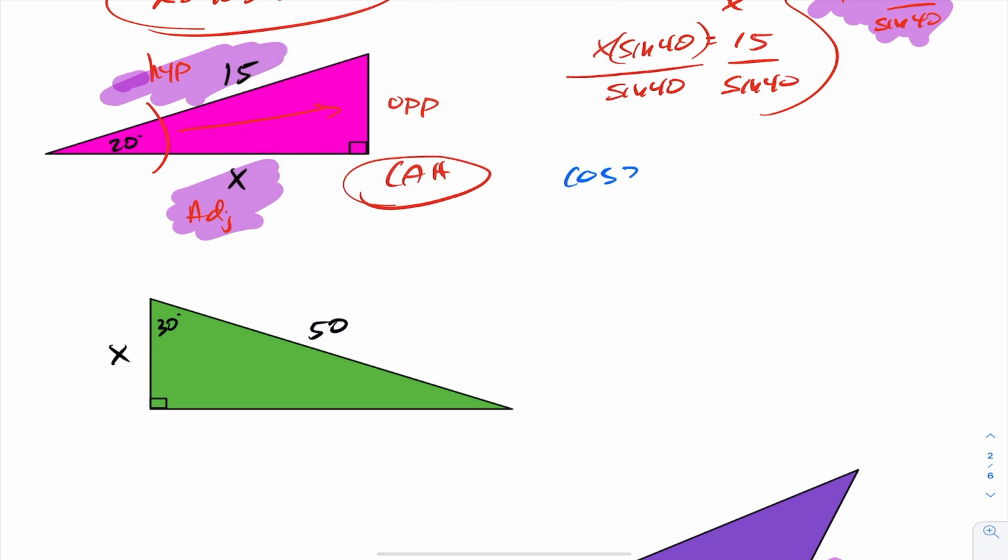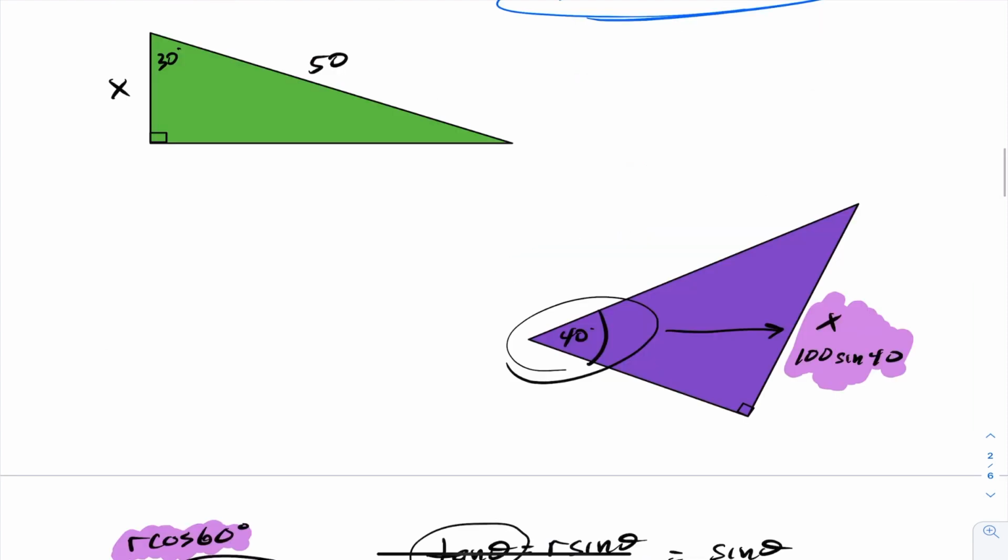So here we get the cos of 20 is going to be what? Well, it's going to equal my adjacent, which is x, over my hypotenuse, which is 15. Multiply across by 15, and we get x equals 15 cos 20. Okay, let's try this next one here.